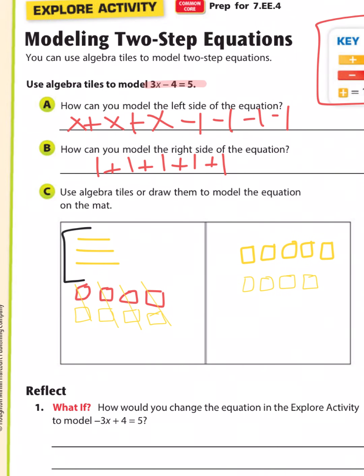Now I have 3 bars on one side and 9 cubes on the other side. I want to just get 1 bar. I want to know what 1 bar is equal to. So if 3 bars are equal to 9 cubes, I'm going to take that 9 and divide by 3. I know that that's 3, so that means each bar is equal to 3 cubes. So what that means in our algebra terms is that x equals 3.